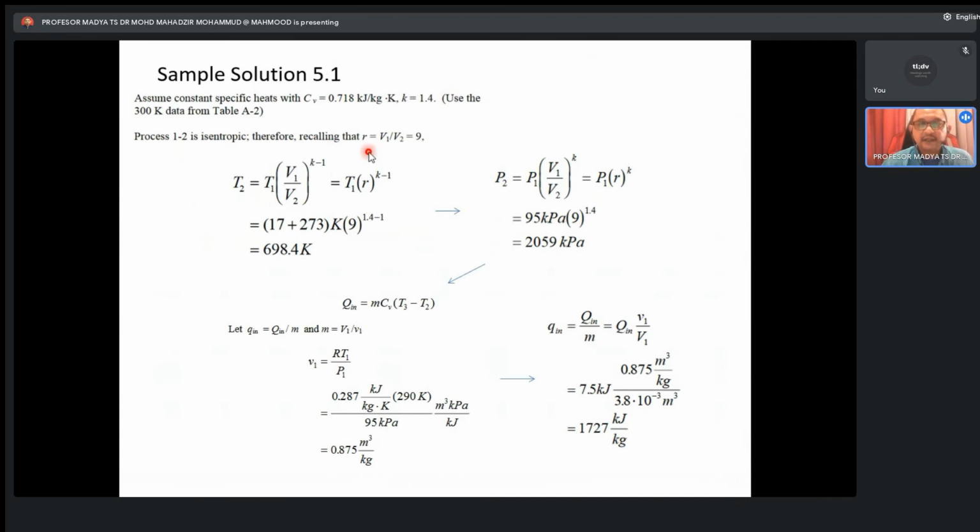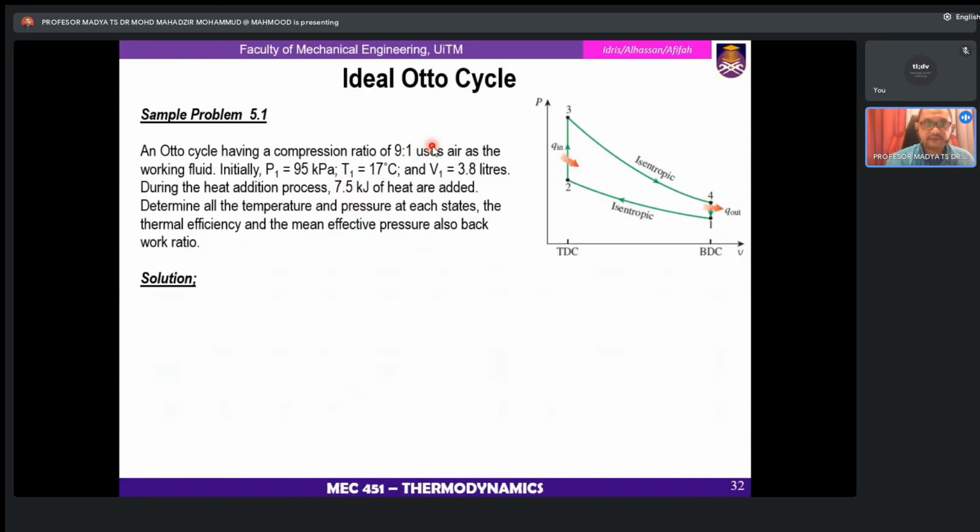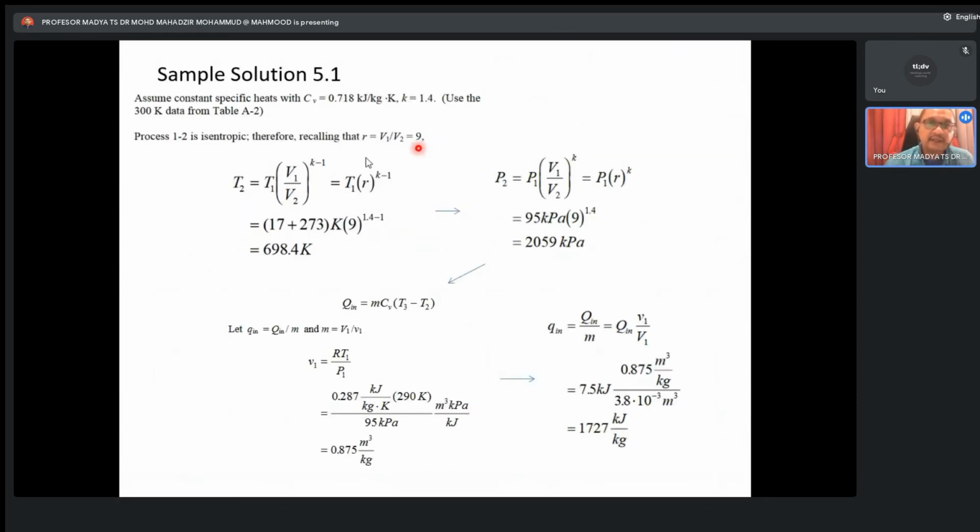Therefore, recalling that the compression ratio V1 over Vc is 9. Okay, V1 over Vc is 9, isentropic. So you can use the isentropic relationship formula for temperature and volume. From here, you will get T2. Also you can use the isentropic relationship formula for pressure and volume. From this formula you will get P2.